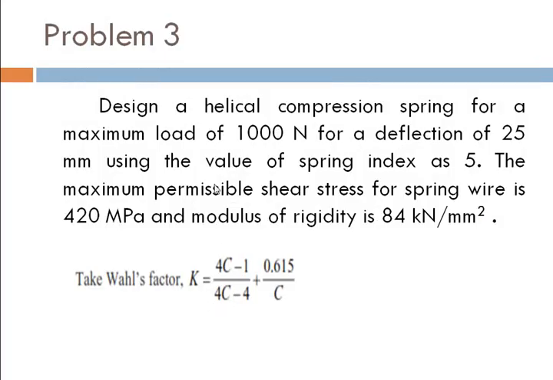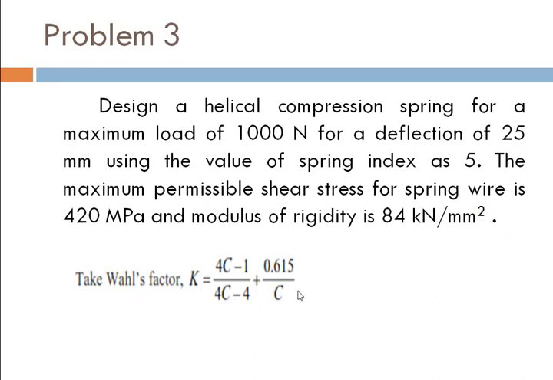Next is the third problem. Design a helical compression spring for a maximum load of 1000 newtons for a deflection of 25 mm using the value of spring index as 5. C value is 5. The maximum permissible shear stress for spring wire is 420 MPa or 420 Newton per mm square, and modulus of rigidity is 84 kN per mm square.